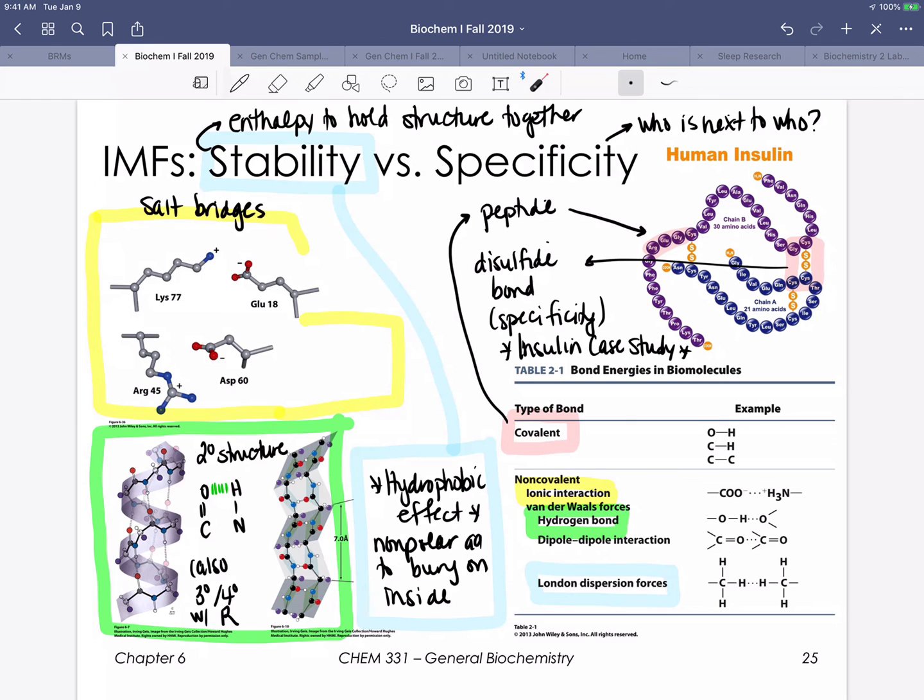Specificity is really who is connected to who, who's next to who. And we can have all of these other guys that sort of contribute to that. You know, specifically who is next to who when you make the primary structure of an amino acid. That's a peptide bond that holds that together. But we also can have disulfide links that sort of hold things together. Salt bridges really are an ionic interaction in proteins, and we've got lots of hydrogen bonding that can either hold secondary structures together, but we also see that in tertiary and quaternary structures.